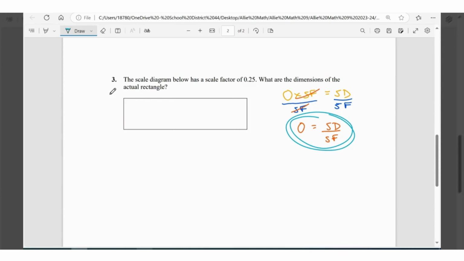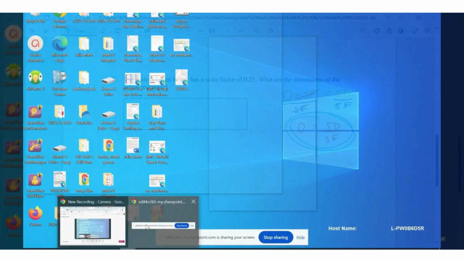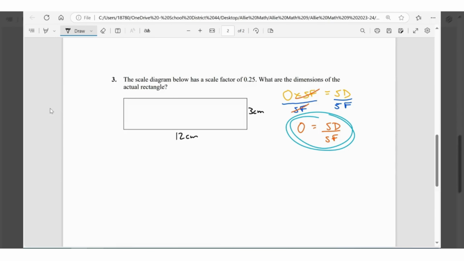Let me pause for a second here. Okay, everybody, I'm back. What gave me pause there is I realized I didn't have the dimensions of the scale diagram, so I've added that. I've referred to my notes. The scale diagram below, so I think that means your notes won't have it on there either. So can you please write 12 centimeters on the bottom here and 3 centimeters on the side? So now the scale diagram below has the scale factor of 0.25. What are the dimensions of the actual rectangle?